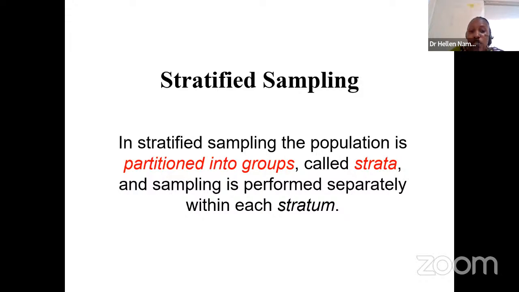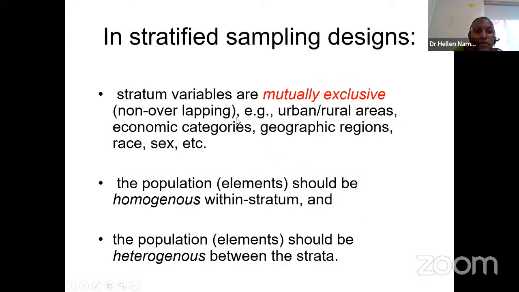I get one group of males, and then I get another group of females. Then in case I go further into the sampling, it implies that now the female group is going to form a stratum, and then the male group is going to form a stratum. And it's within these strata that I'm going to go further and select the people I want to include in my sample size.